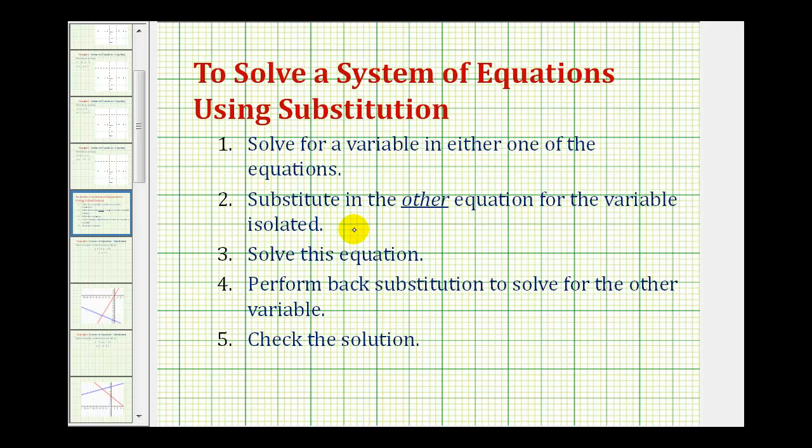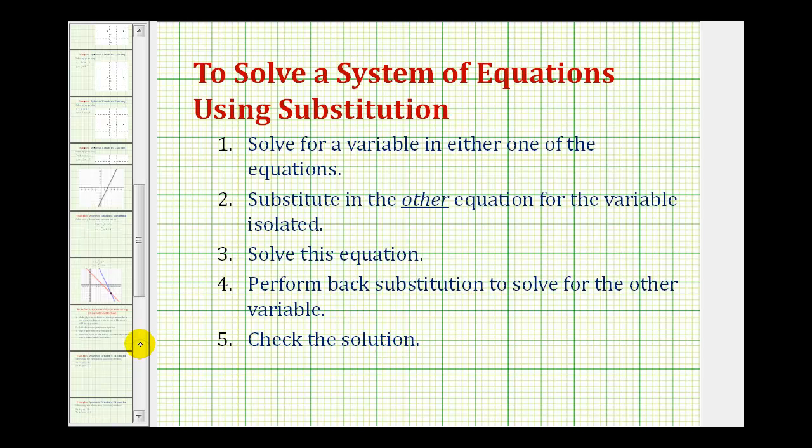This will give us an equation with one variable. So step 3 is we're going to solve the resulting equation. This will give us the value of one of the variables. And then for step 4, we'll perform back substitution to solve for the other variable. And then step 5, the recommendation is to check the solution.